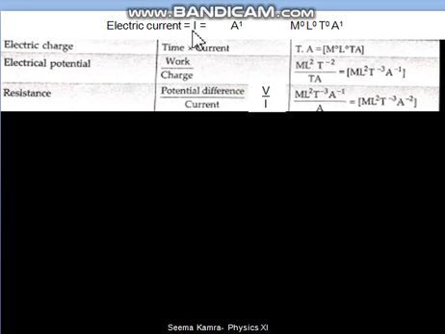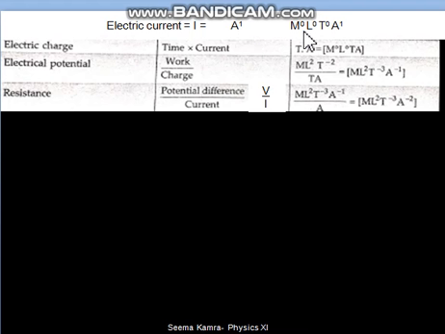Now, current is a fundamental quantity because it is part of the 7 quantities which are described by the SI system. It's already fundamental. There is no need to break it further. We will just replace it by its standard symbol. So current's standard symbol is A.